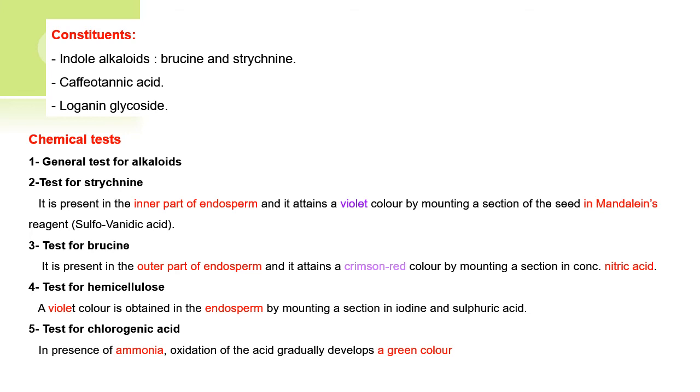Test for hemicellulose in the cells of the endosperm: a violet color is obtained on addition of iodine and sulfuric acid. Test for chlorogenic acid: in the presence of ammonia, the chlorogenic acid slowly oxidizes with production of a gradual green color.